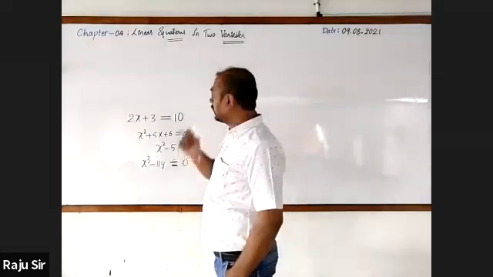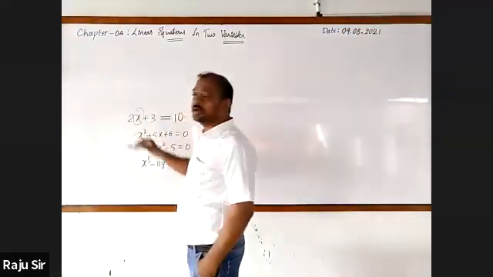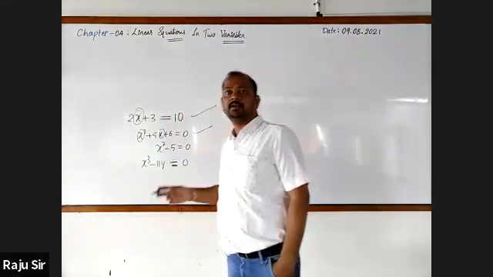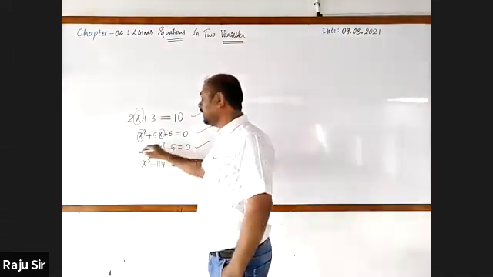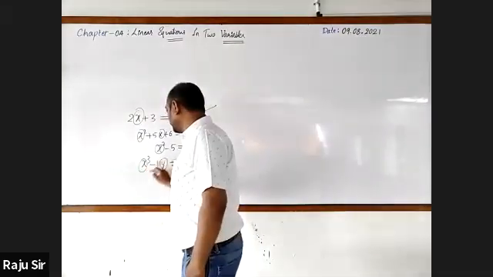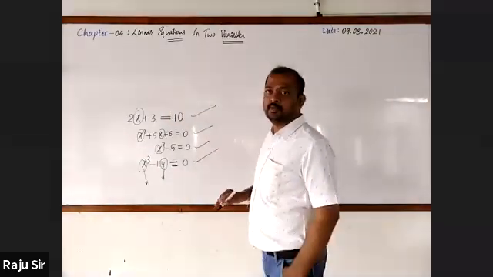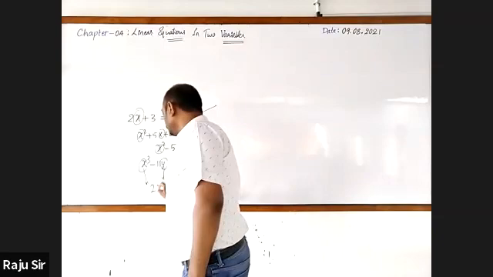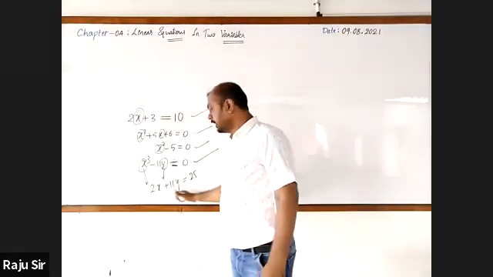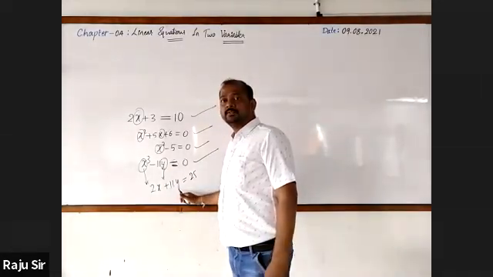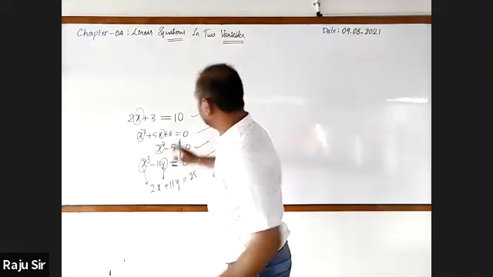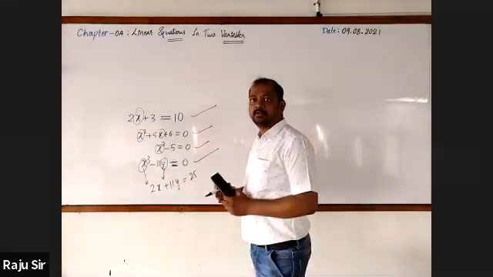But one thing you can come to know: in the first equation, we have only one variable, x. In the second equation also, we have only one variable, x. In the third equation, we have one variable. Whereas in the fourth equation, two variables, x and y. I take another one. 2x plus 11y is equal to 25. Two variables. These are the equations in one variable as well as two variables.